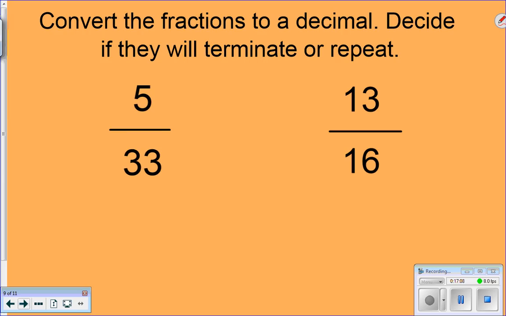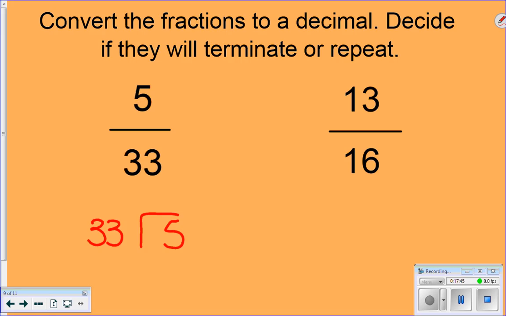All right, convert fractions to a decimal. Decide if they will terminate or repeat. Okay, so let's look at these. What do you think? 5 over 33. If I convert these to a decimal, how would I start to do it? What would I start to do, Cadence? Yep. 33. Let's just look at this. Do you think it's going to terminate or repeat? You think it's going to stop or it's going to keep going? Why do you think that? 33 is kind of a weird number, isn't it? Should we see? And we'll save ourselves some time.